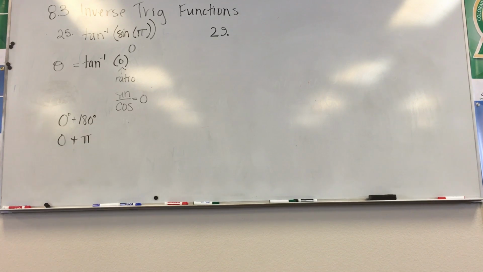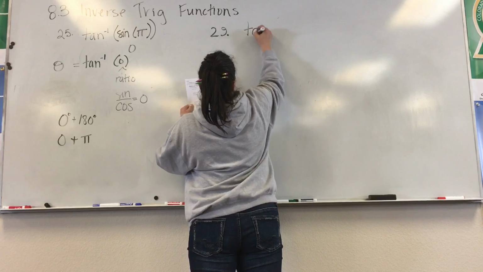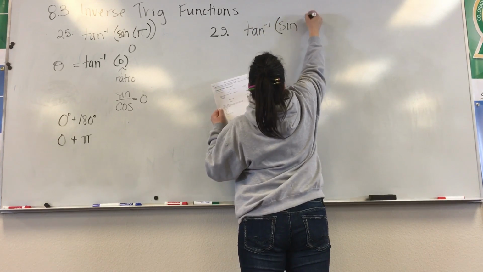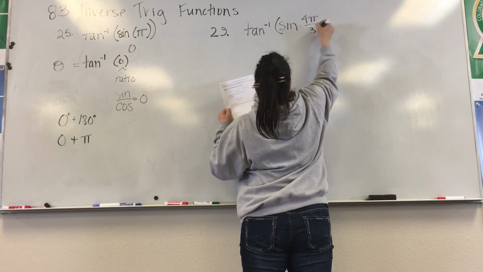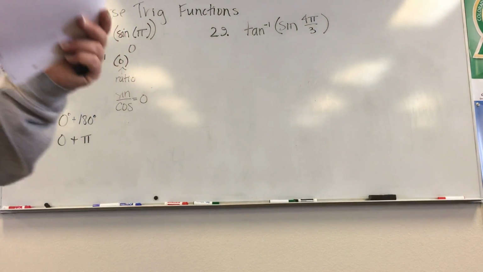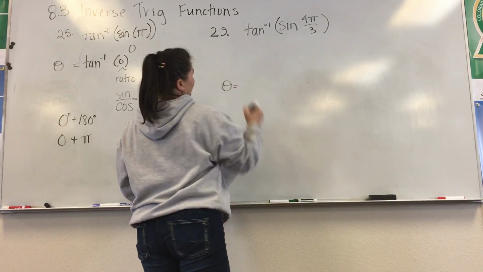Inverse tangent of the sine of, wait, where am I at? 29. 4. Inverse tangent of the sine of 4 pi over 3. So let's write that down. Inverse tangent of the sine of 4 pi over 3. What kind of answer are we going to be looking for here? Angle or ratio? Angle. So our answer is going to be an angle.